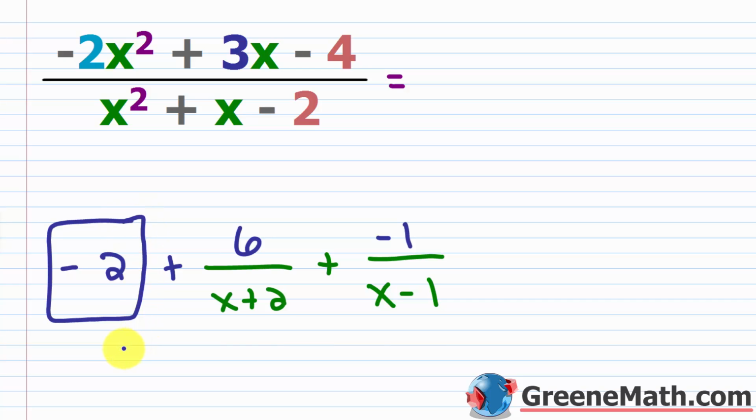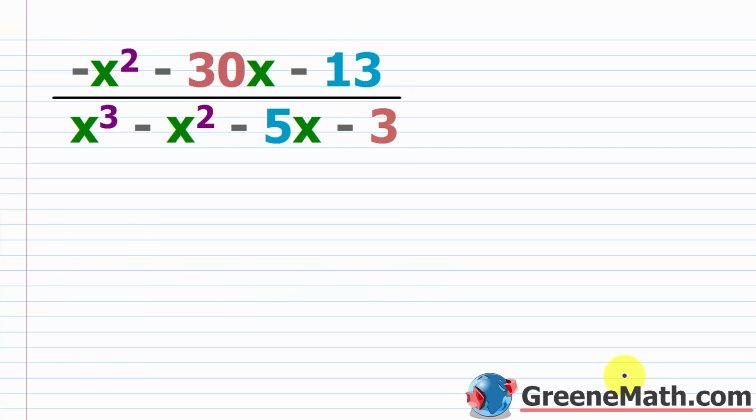I know a lot of students run through these problems, they forget the -2, and then they get points off. Okay, let's run through one more problem. This one is not harder, but it's more time consuming. You'll get these sometimes. So you have -x squared minus 30x minus 13 over x cubed minus x squared minus 5x minus 3. So it is a proper fraction, so we don't have to do any division to start.